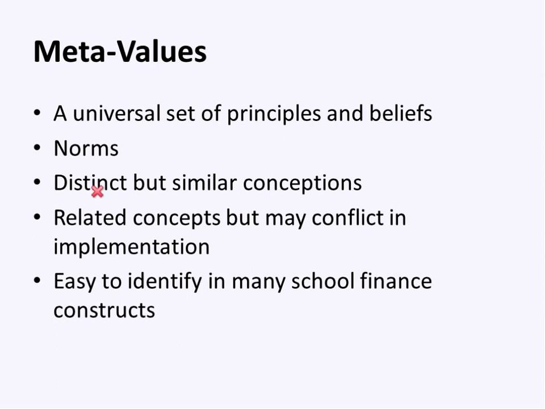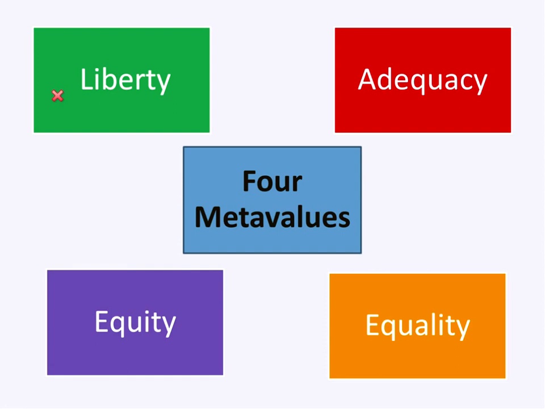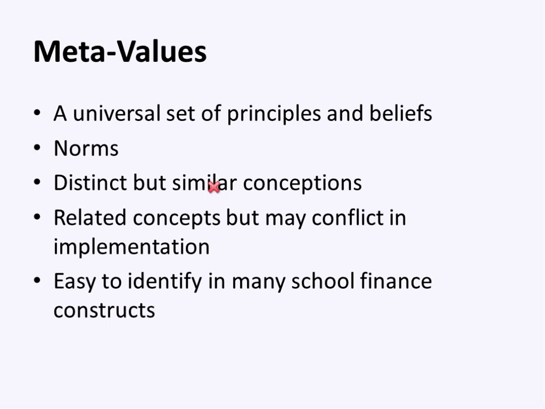These are distinct. Let me go back to my previous. These are different. Liberty is different than adequacy, which is different than equality and equity. There are 4 distinct, different values. However, they are very similar. There's some overlap, and sometimes an effort could be both an example of adequacy and equity. Sometimes they are more than distinct. Sometimes they are the same. So they are related concepts, but they may also come in conflict during implementation.